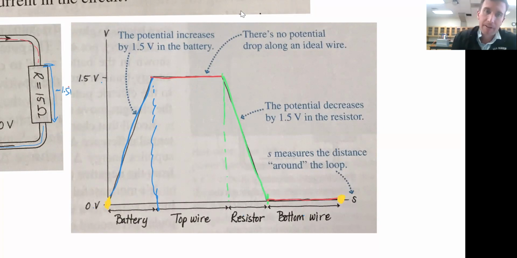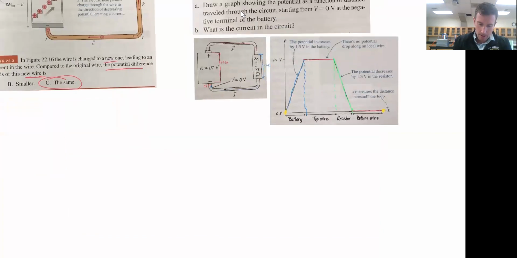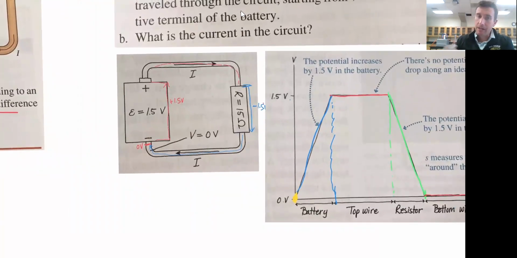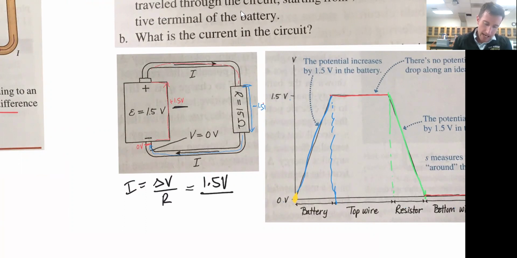So I've got up 1.5 at the battery, down 1.5 at the resistor, and no change for the wires. And then part B, what is the current in the circuit? Okay, so now for current, I know that I can use Ohm's law, and Ohm's law was I equals change of voltage over resistance. Okay, now my change of voltage was 1.5 volts, so that was 1.5 volts divided by the total resistance in the circuit, and the resistance comes from the resistor. That would be 15 ohms.